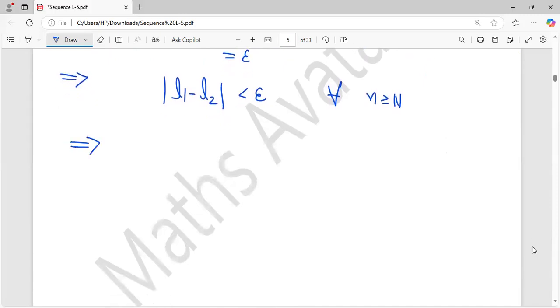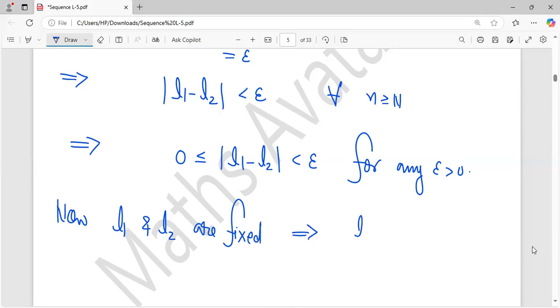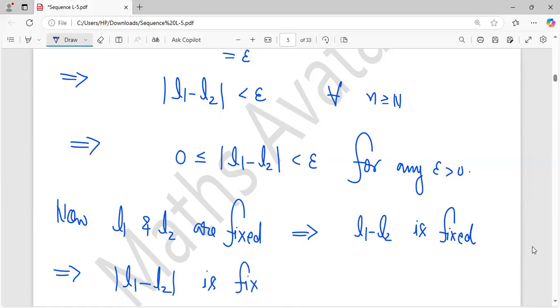So this implies 0 ≤ |L1 - L2| < epsilon for any epsilon greater than 0. Now L1 and L2 are fixed, so L1 minus L2 is fixed. So this implies their absolute value is a fixed number with this property: |L1 - L2| < epsilon for all epsilon greater than 0.